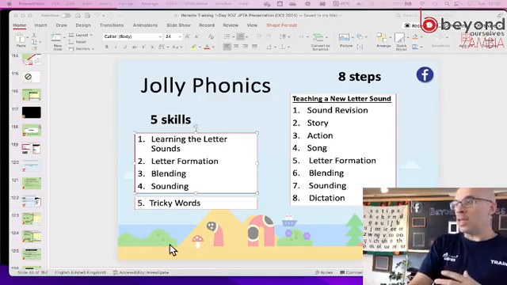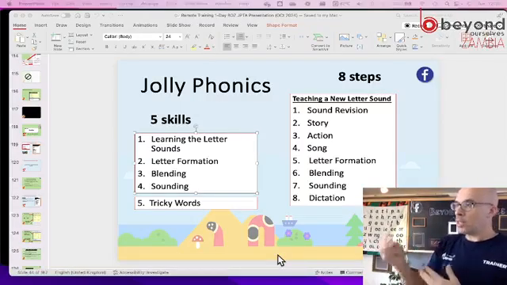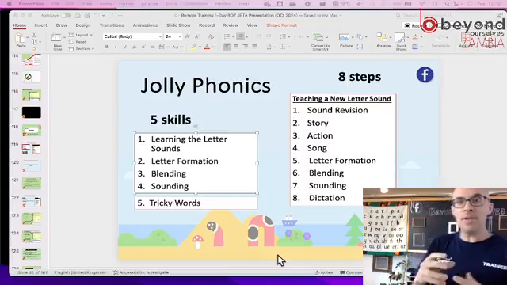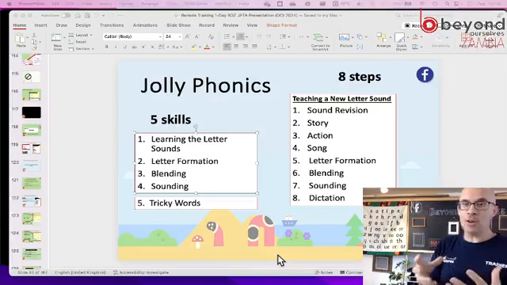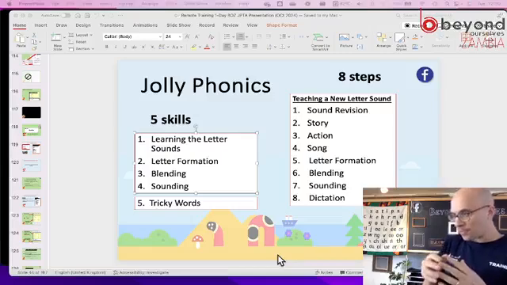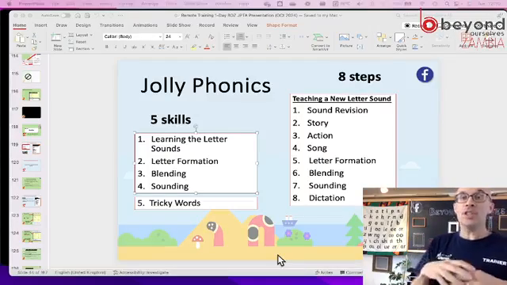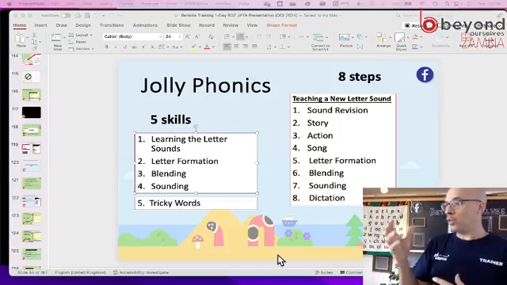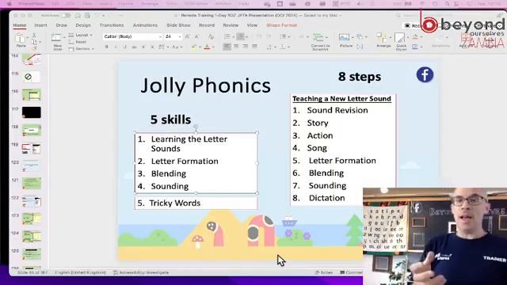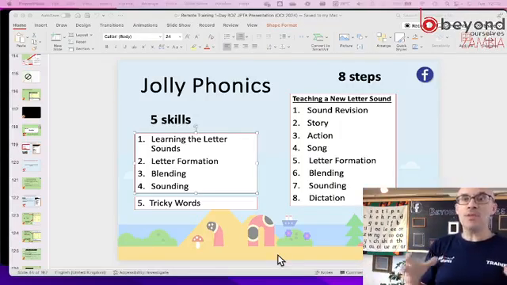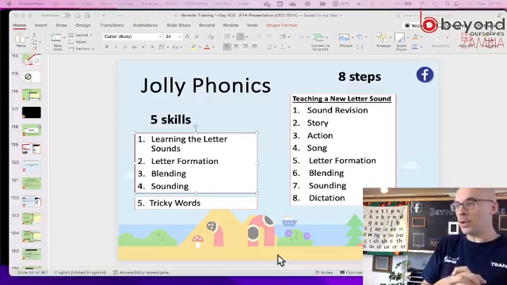Then the story, as I said, introduces the action as well, so that's step number 3. And then after that, you can also teach the song, the Jolly song, to your learners as well. So that really, learning the Jolly song is just a consolidation of the story, the action, and practicing the sound. So that's a really memorable way of doing that.